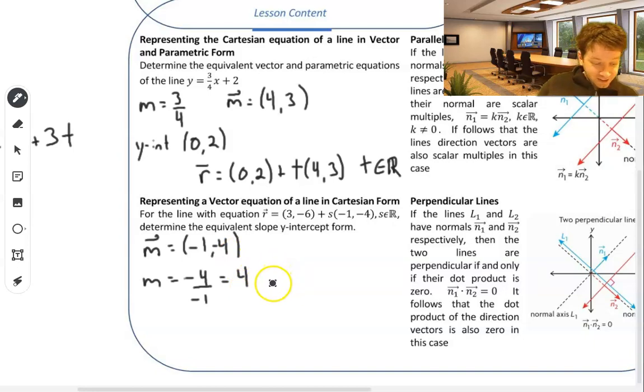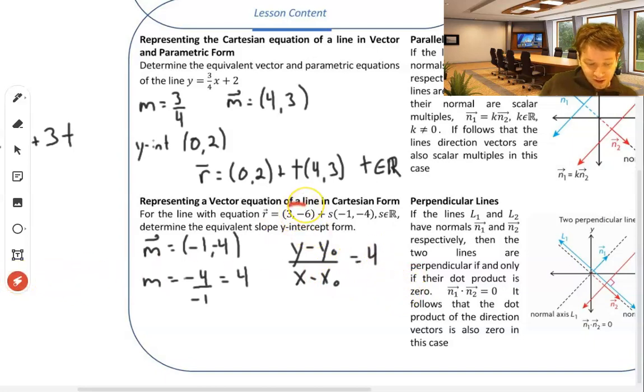Then we can actually use our slope equation. If you remember slope equations, rise over run, or y minus y naught, or in grade 9 we wrote y2 minus y1, same thing, divided by x minus x naught equals 4, because we know the slope is 4. We also know a point on the line, our known point, y naught and x naught. So let's substitute our x and y coordinates for our known points into y naught and x naught.